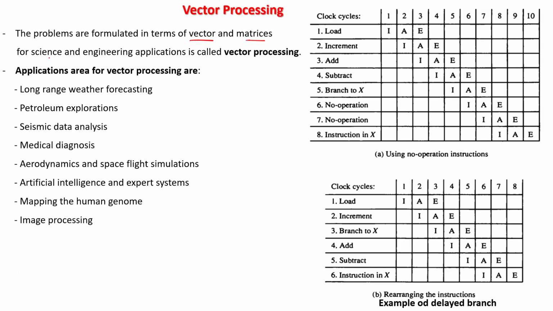What is the use of this? In science and engineering applications, like ISRO and DRDO, when they are launching satellites, or in weather monitoring, fast processing is required. Various applications are long range weather forecasting, petroleum explorations, seismic data analysis, medical diagnosis, aerodynamic and space flight simulations, artificial intelligence and expert systems. Now you know about the world of AI. Mapping the human genome. Next, we have image processing.